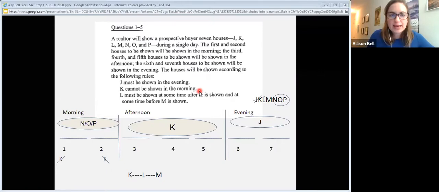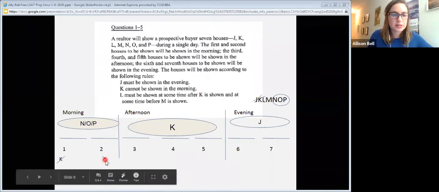Next, I'm told that K cannot be shown in the morning. So at first, I just put a little K under spaces 1 and 2 and slash it off. And this K in the afternoon comes later. I'll show you where I got that from in just a minute. But if something cannot be put in a certain spot, you can always just write it underneath that spot and cross it out.